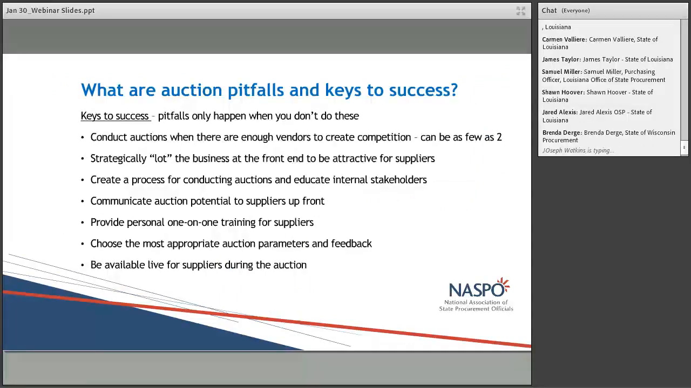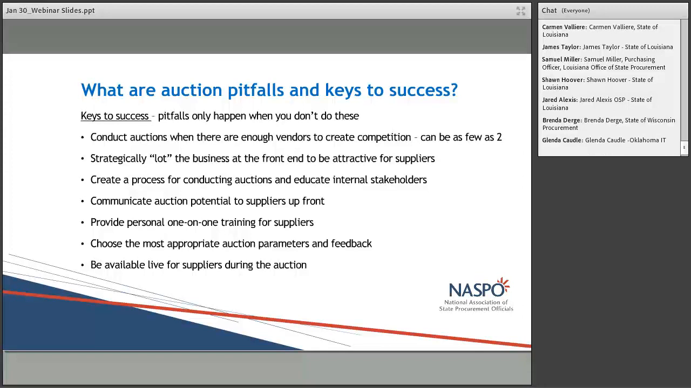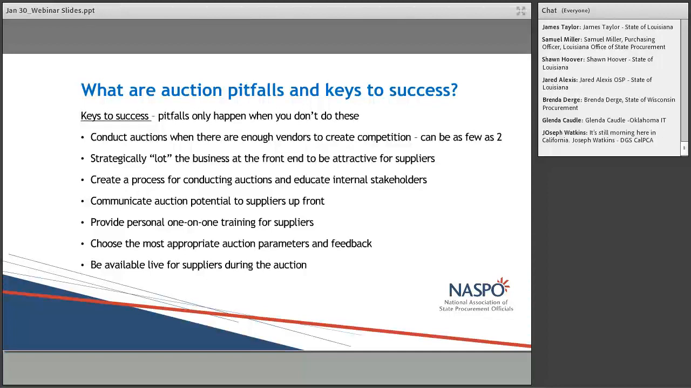So I was asked to talk about pitfalls and keys to success, and I couldn't really come up with any pitfalls because there really aren't any pitfalls if you follow the keys to success. So those are that you have enough vendors or enough suppliers to create competition. And I often get asked, how many suppliers is that? It can be as little as 2, but the more the better. So the more suppliers you have, typically the more competition is created in the actual auction.